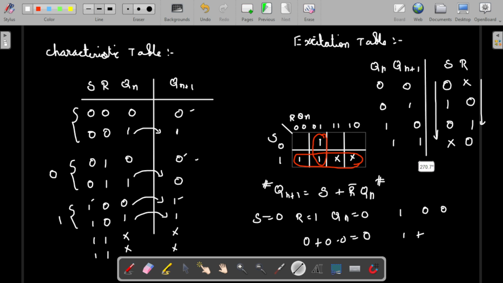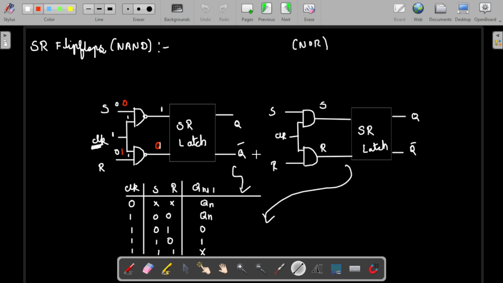I am suggesting this as a shortcut, but know how it came about, then only you won't be confused. I hope you focus mainly on three things: the characteristic equation, the excitation table, and the diagram or the truth table, anything is fine. These three things are very important, guys. I'm sure this gives you a very good understanding of these things.